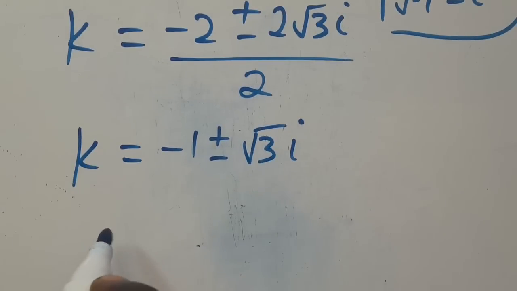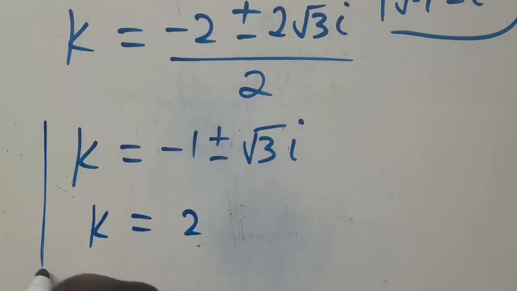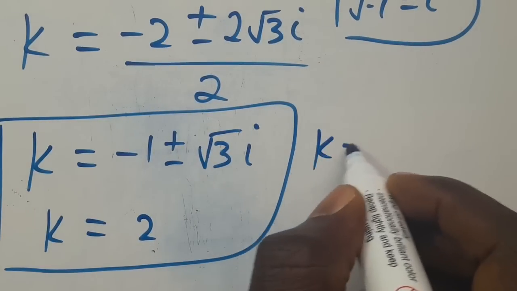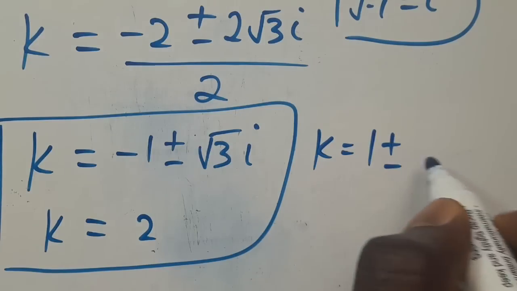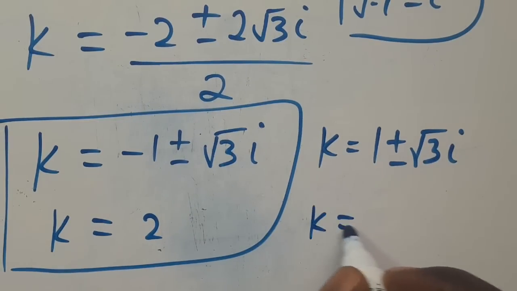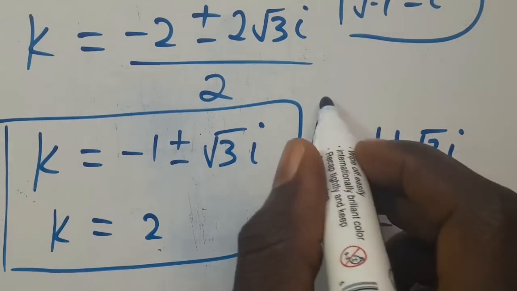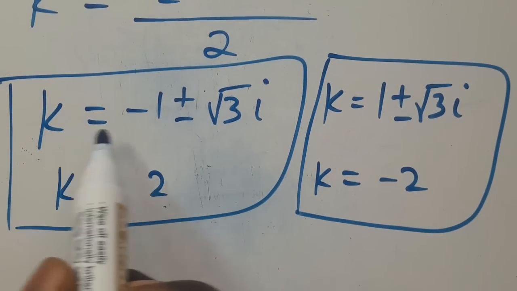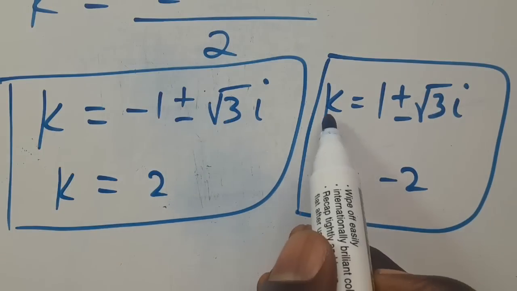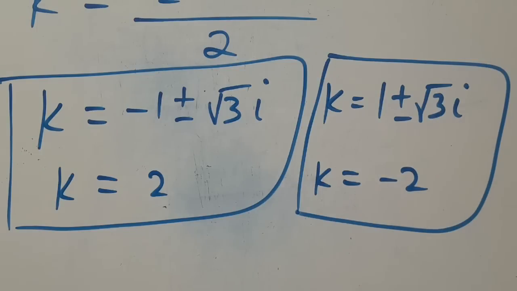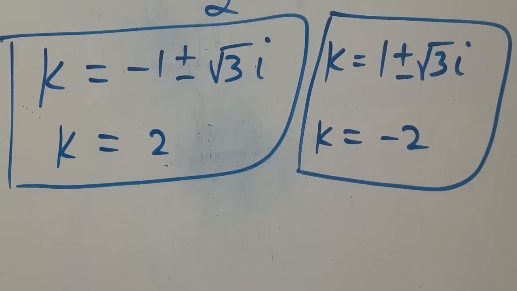Remember, we also have, for the case 2, k equals 2. Remember also that we have k equals 1, positive or negative, root 3i as this. And also we have k equals minus 2 for this as well. So k equals minus 1, positive or negative, root 3i, and k equals 1, positive or negative, root 3i are complex solutions. While k equals 2 and k equals minus 2 are real solutions, and you can check for that.